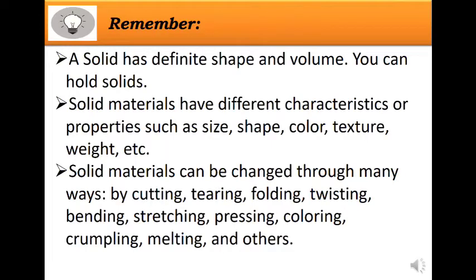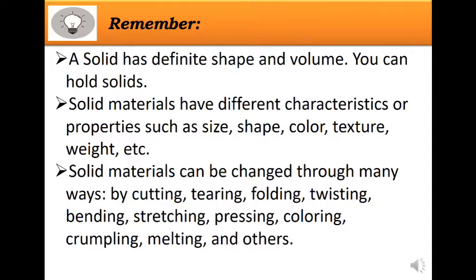Solid has definite shape and volume. You can hold solid, so nahahawakan sila. Solid materials have different characteristics or properties such as size, shape, color, and texture. Solid materials can be changed in many ways: by cutting, tearing, folding, twisting, bending, stretching, pressing, coloring, crumpling, melting, and others. So those are the ways of changing materials.